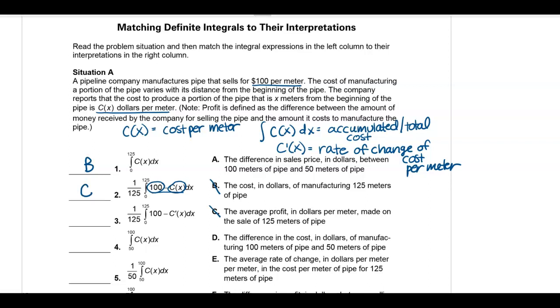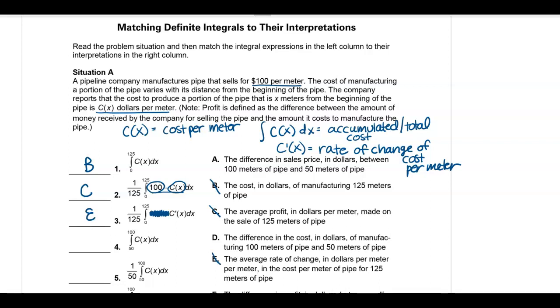Number 3, that's another average. Here what we need to do, actually, this is sort of a typo here. Get rid of that 100 minus. But if you integrate the rate of change and multiply by 1 over 125, this is going to give you the average rate of change in the cost per meter. So that'll be E.